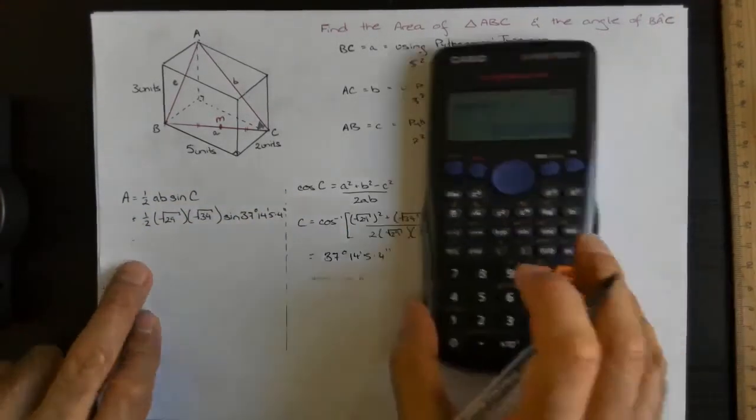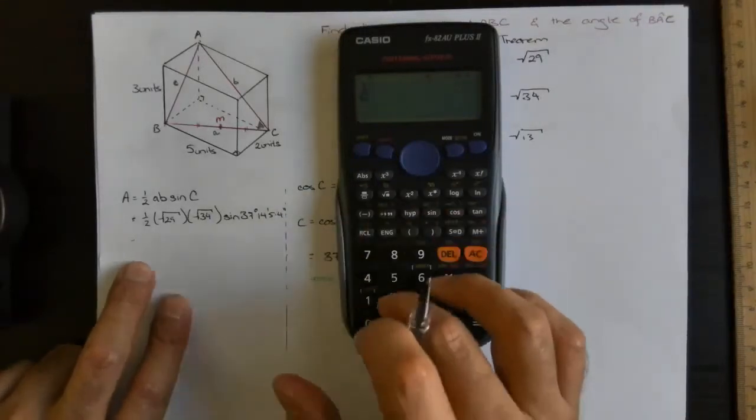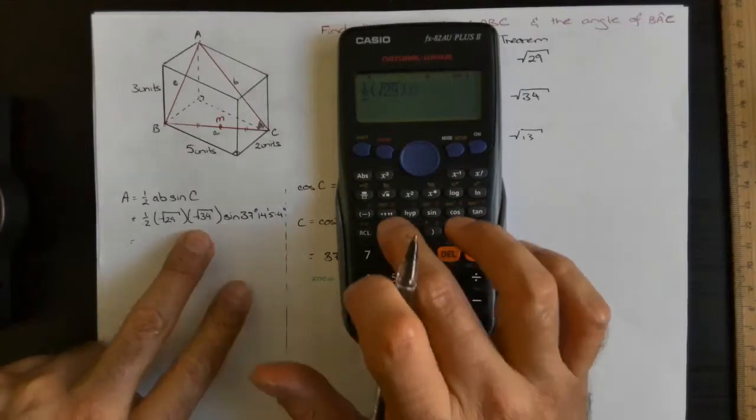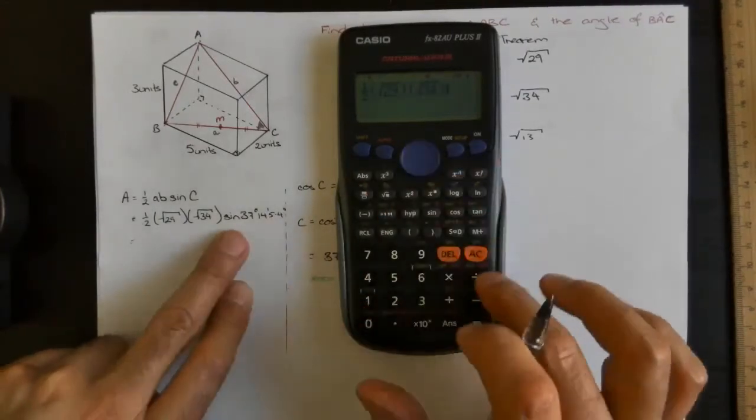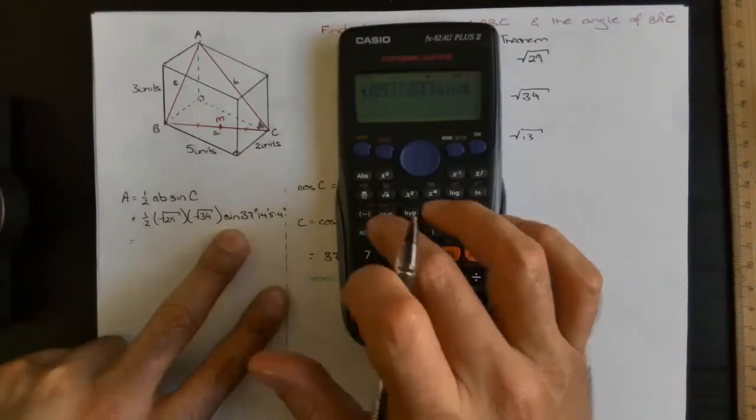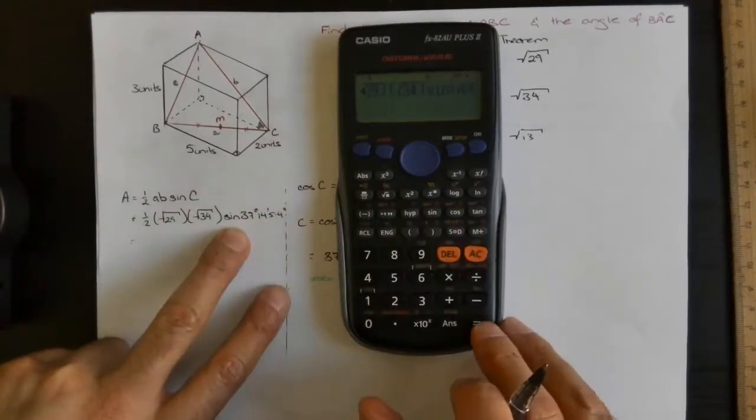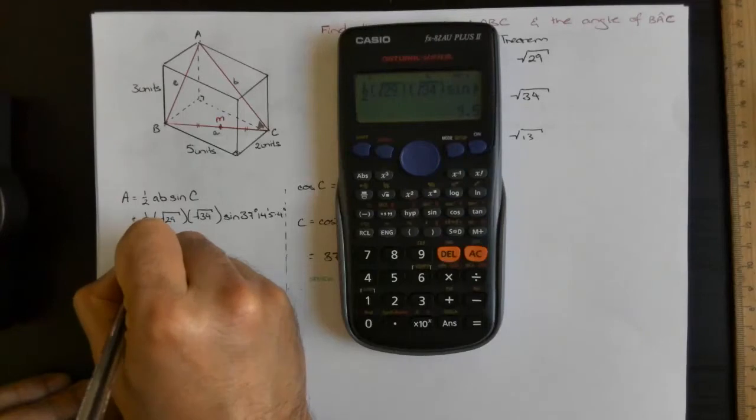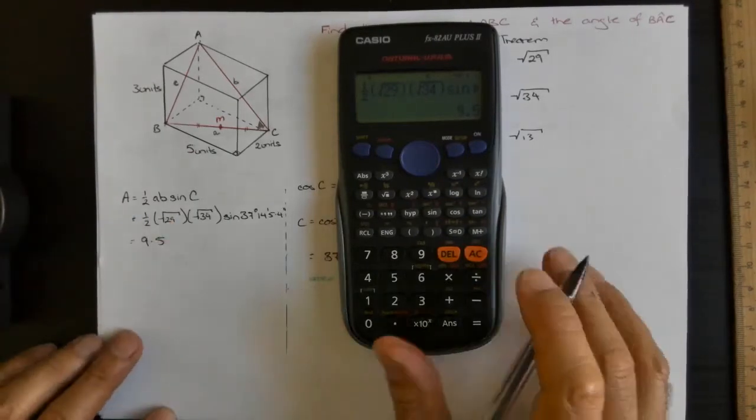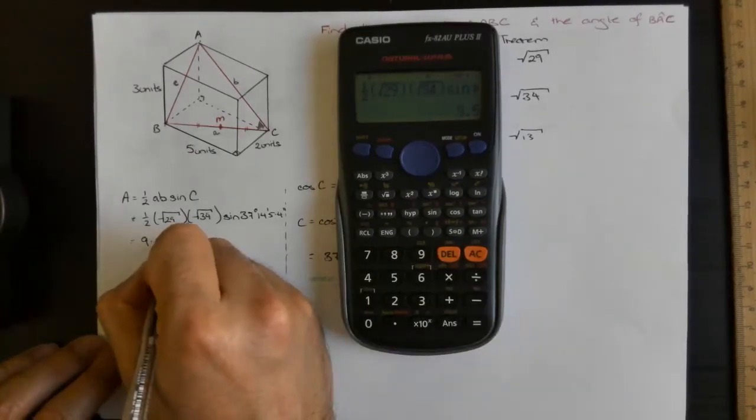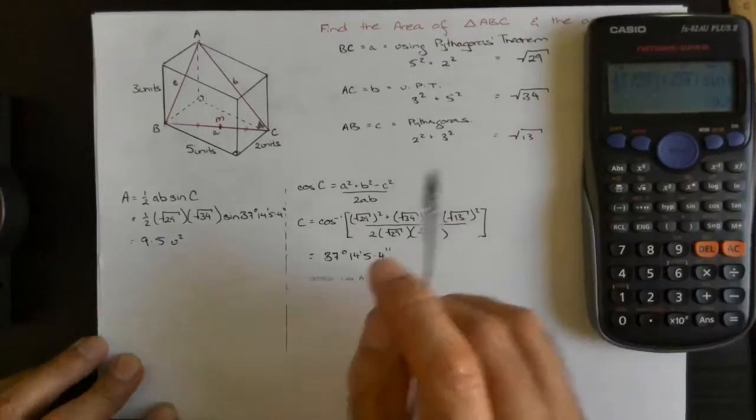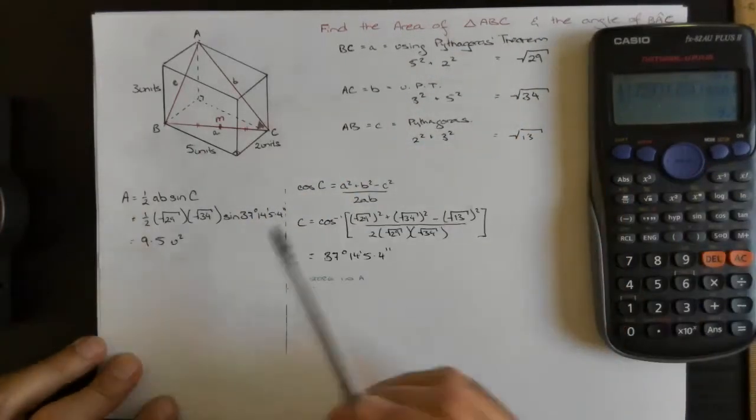So I can now calculate the area. A half of square root 29 times square root 34 times sine A, or 37 degrees and 14 minutes. So the area is 9.5 units squared. Okay. So that is the area of ABC.